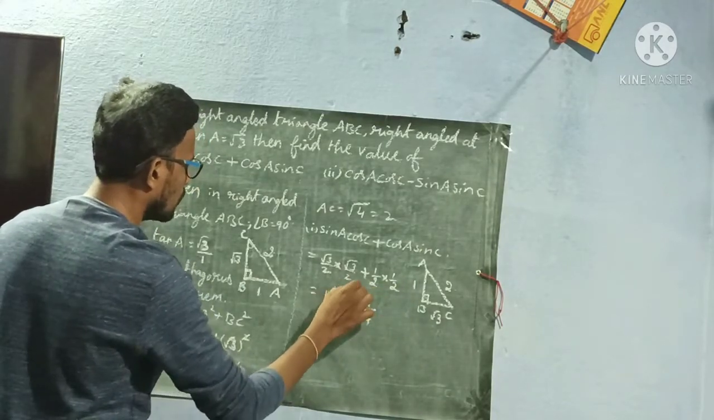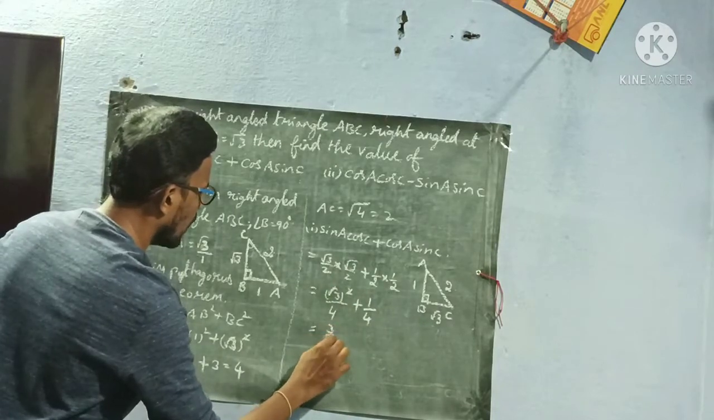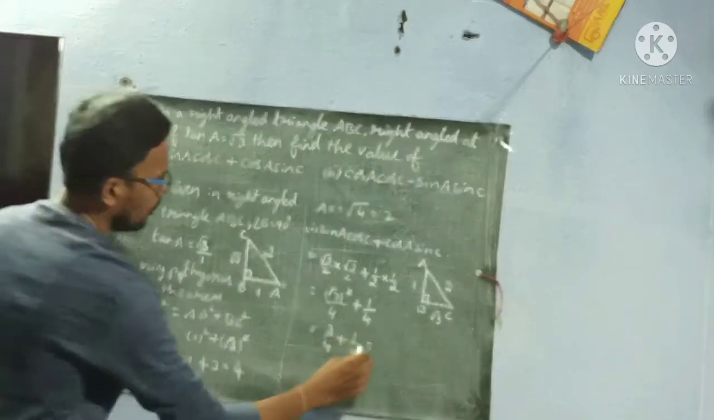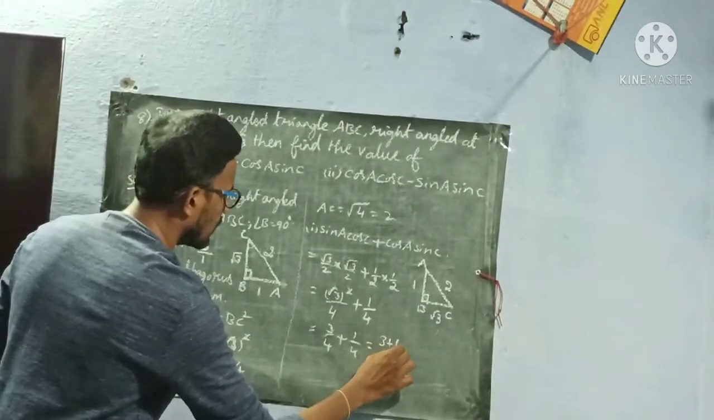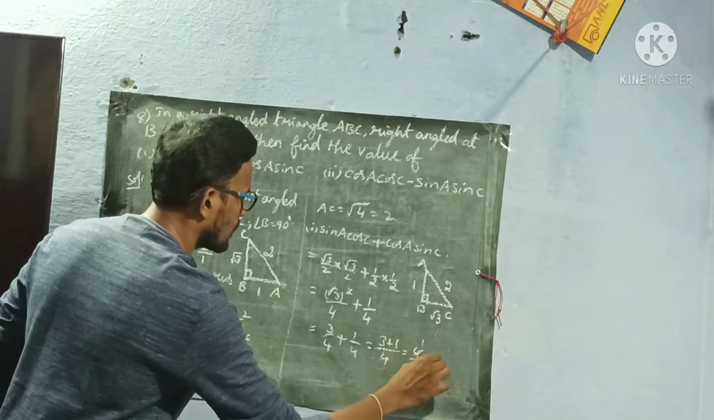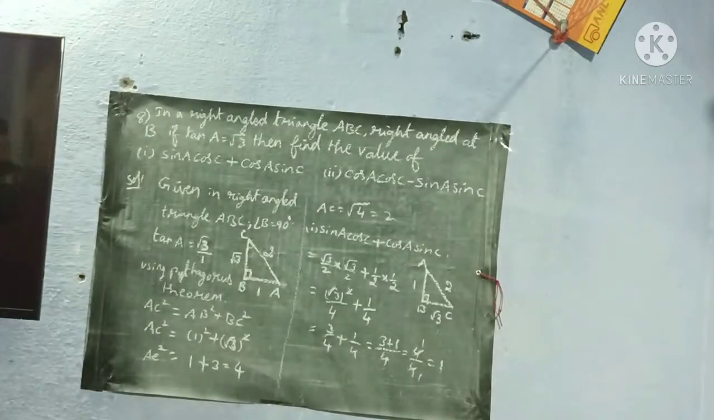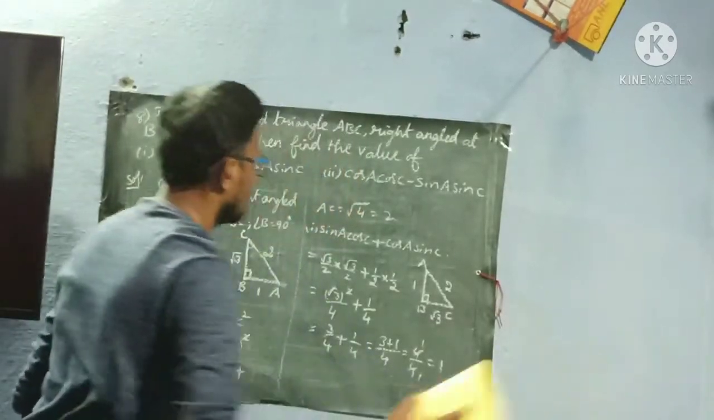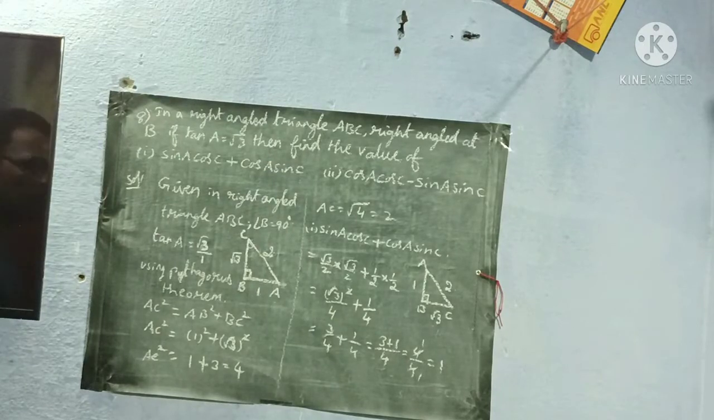So here also root square gets cancelled. 3 by 4 plus 1 by 4. So denominator is same, so we should add the numerator now. So 3 plus 1 by 4 is equal to 4 by 4. 4 ones, 4 ones. Answer is 1. So this is the first bit. In the same way, let us solve the second bit. So just 2 minutes I will wait. If anyone wants to note down, note down.